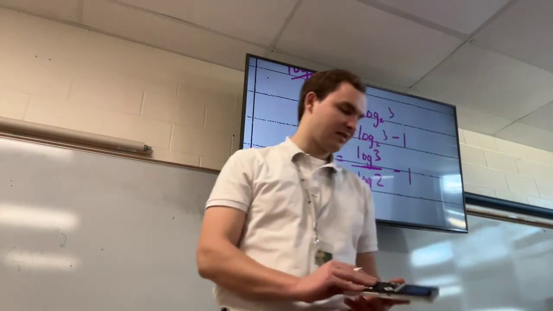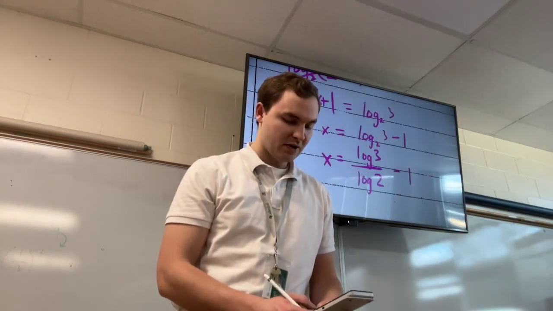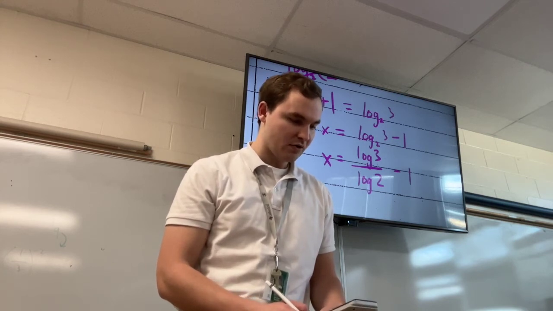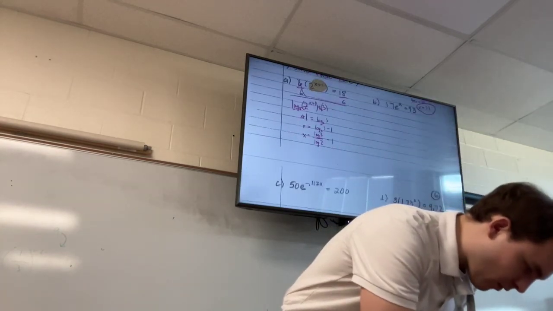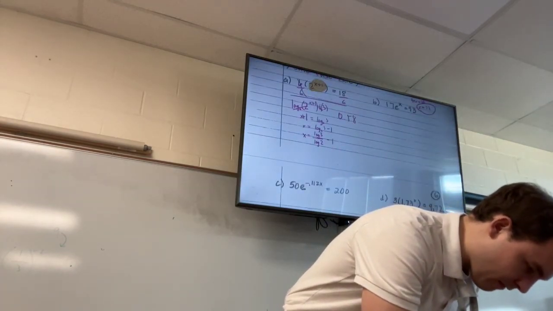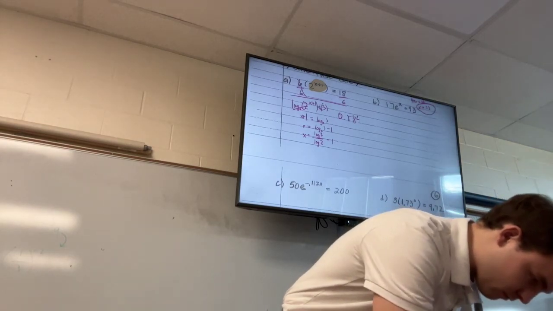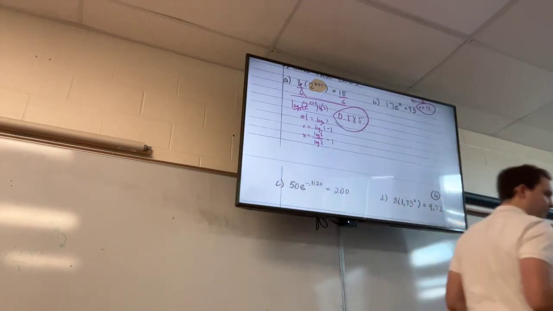All right. So log 3, you should know how to do this with your calculator. Log 3 divided by log 2 minus 1. So 0.584, say 585. Is anyone having trouble doing logs on their calculator?